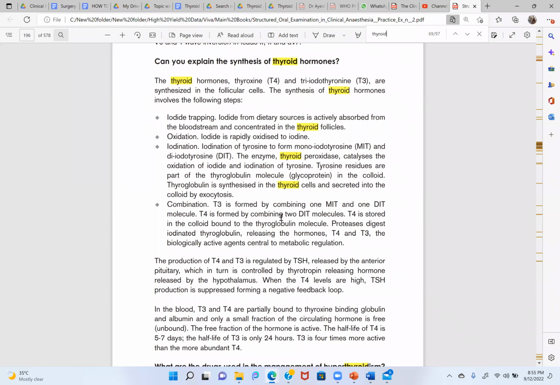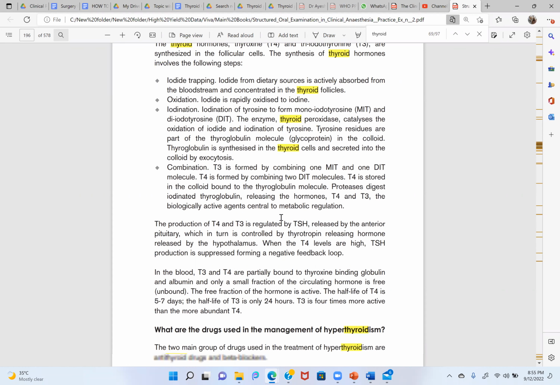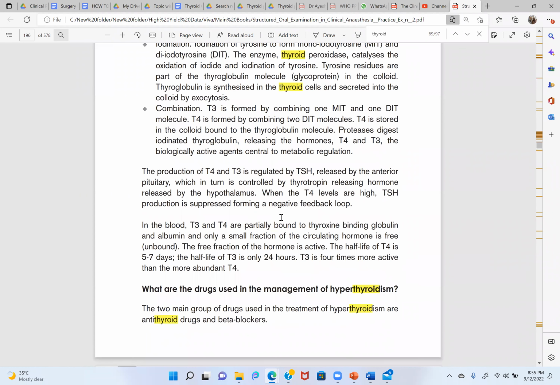So these proteases digest iodinated thyroglobulin, releasing T4 and T3, the biologically active agents central to metabolic regulation. Another question will be: what is the half-life of T4? It is about 5 to 7 days, and the half-life of T3 is only 24 hours. But T3 is the active one. So the one which is special will remain for a shorter time. T3 is 4 times more active than the more abundant T4. This question will be asked in the MCQ as well.